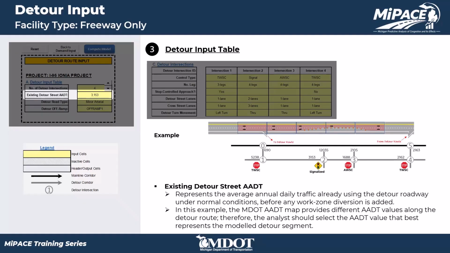Existing detour street ADT represents the average annual daily traffic already using the detour roadway under normal conditions, before any work zone condition is added. This value should be obtained from an appropriate traffic count or agency data source, such as the MDOT ADT map. If the available ADT values vary along the detour route, like in the example, the analyst should select the value that best represents the modeled detour segment or corridor.